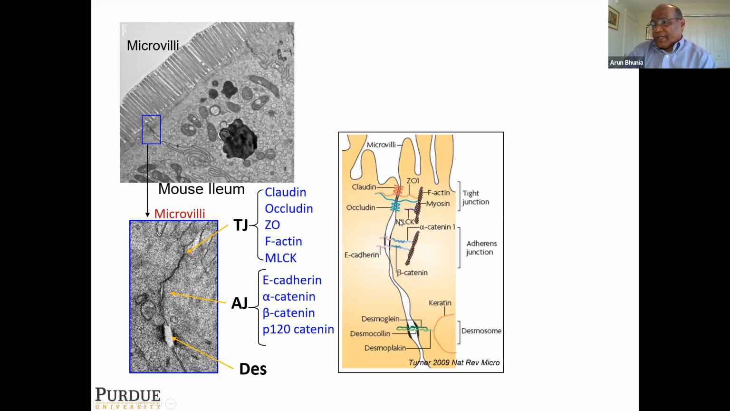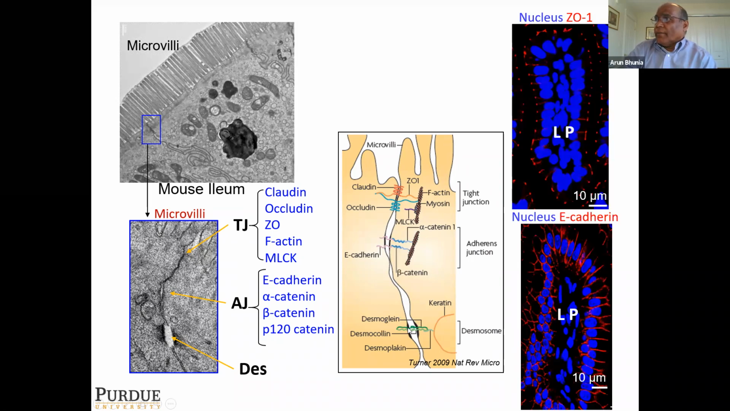And then myosin light chain kinase is also involved. And then E-cadherin, which is the major protein in the adherent junction, is also reinforced by alpha catenin and beta catenin. And then of course the desmosome, these are the other proteins. Some of the staining we did here in our lab, we looked at the ZO-1 location. You can see it in the villus structure. And this is the E-cadherin staining. You can clearly see the major protein for each epithelial cell.